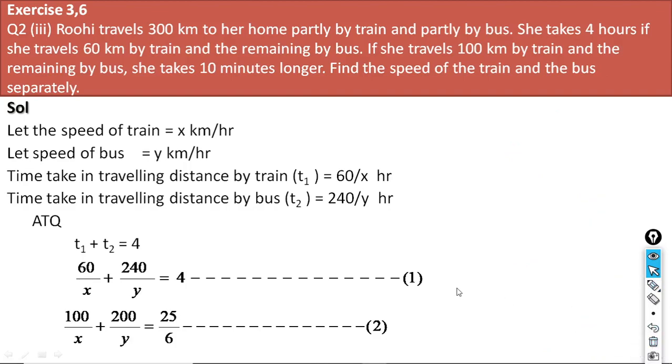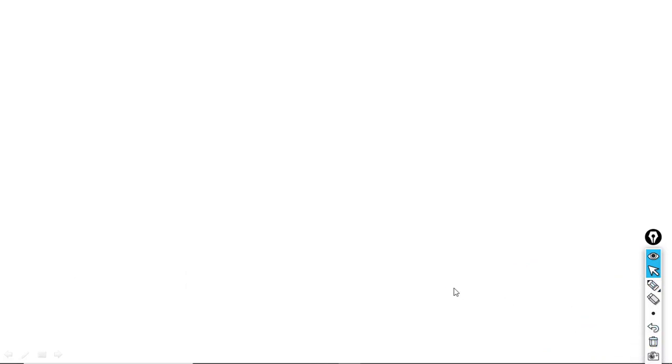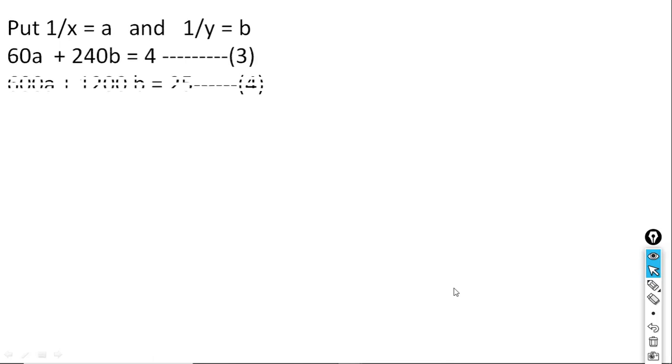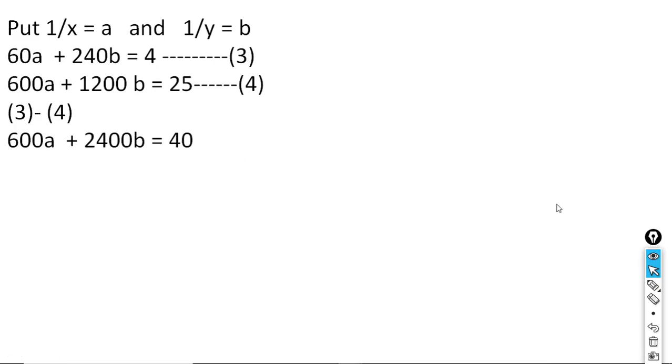Now we solve this by considering 1 upon x as a and 1 upon y as b. We get the first equation 60a plus 240b equals 4, and the second equation 600a plus 1200b equals 25 by cross multiplication. The first equation will be multiplied by 10 so we can cancel it easily. After subtraction, we are able to find the values of a and b easily.